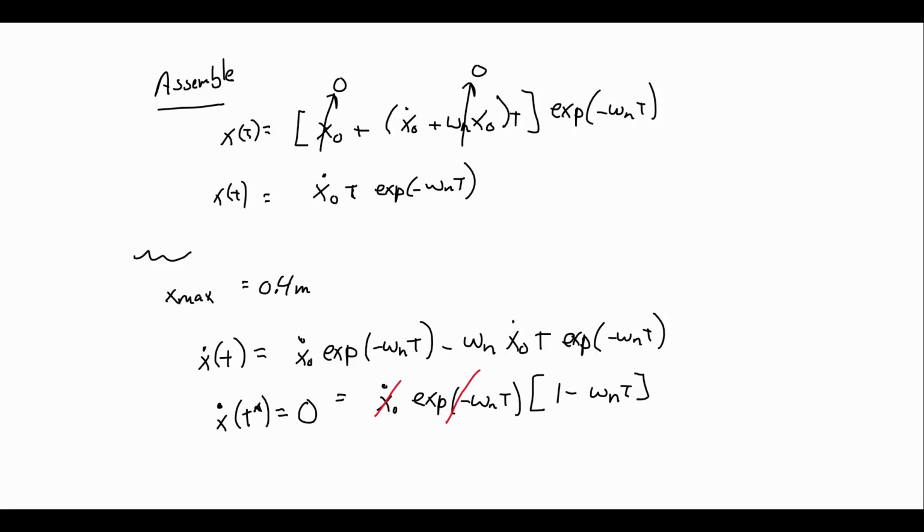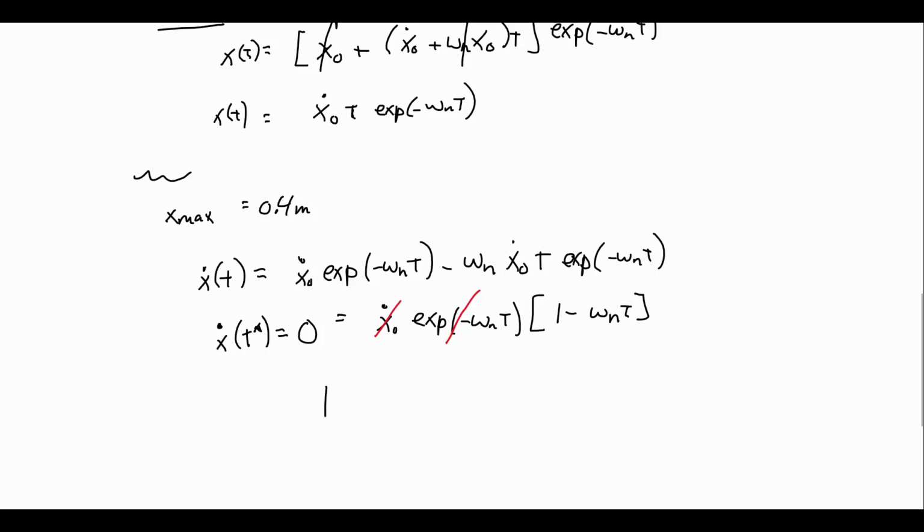Which means that this expression is going to simplify down to 1 minus omega n, which we determined before was 4.47, times t equals 0. And really I'm doing t star here, the time when the maximum occurs, so that we can solve for it. So it's actually only one unknown here, and I can solve for t star. So solving this for my one unknown, t star is 0.224 seconds.